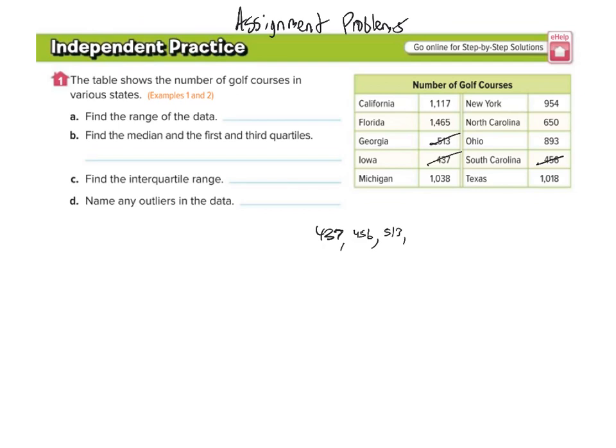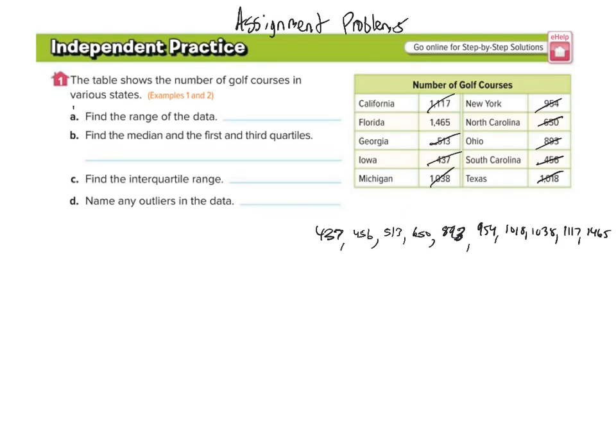Our next lowest one looks like it's 650. Our next lowest one looks like it's 893. Our next lowest one looks like it's 954. Our next lowest one looks like it's 1018. Next, 1038. Next, 1117. And last, 1465. Okay, so now we can answer the questions.